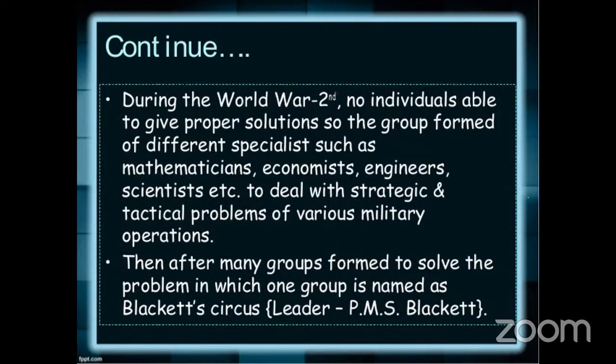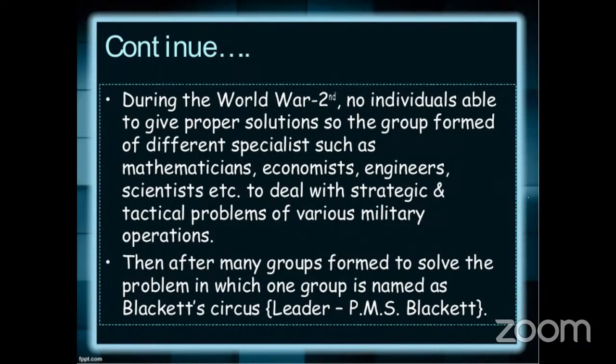So during World War II, no individuals were able to give proper solutions. So a group was formed of different specialists such as mathematicians, economists, engineers, scientists, etc., to deal with the strategic and tactical problems of various military operations. So in their military operations only, they used the techniques. Those techniques were framed, we can say, by all these people who are mathematicians, economists, engineers, and scientists.